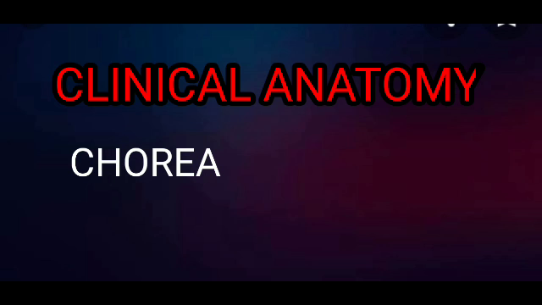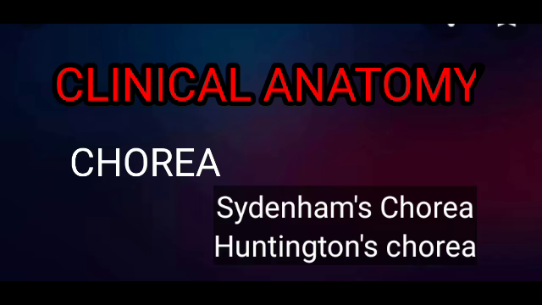Next is chorea. It is characterized by brisk, jerky and purposeless movement of the distal parts of the extremities. There are two types of chorea, Sydenham's chorea and Huntington's chorea. Sydenham's chorea usually occurs in children and may be associated with rheumatic fever. In this condition, recovery will be possible.